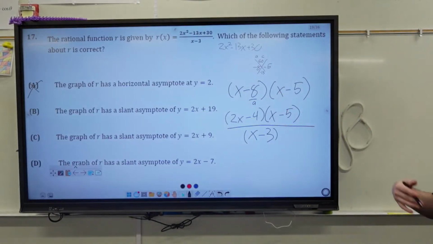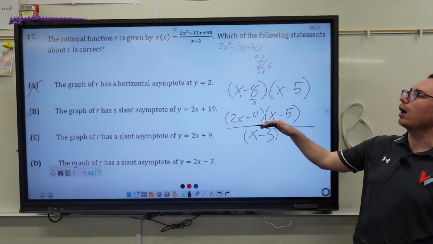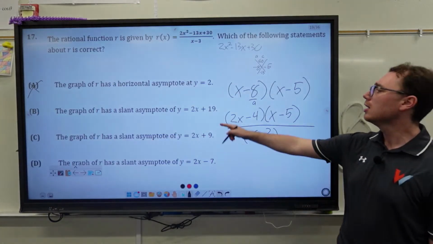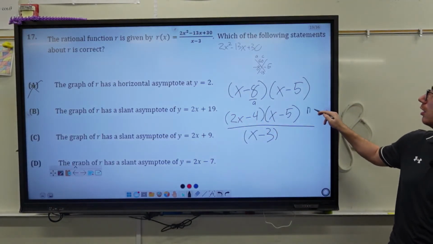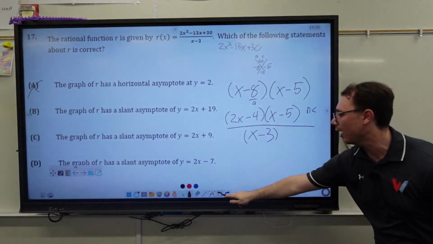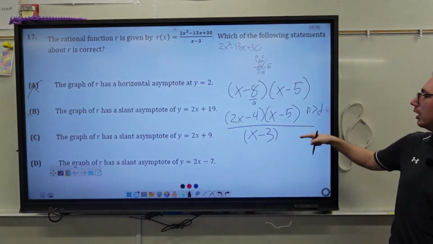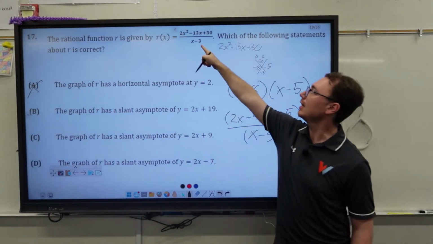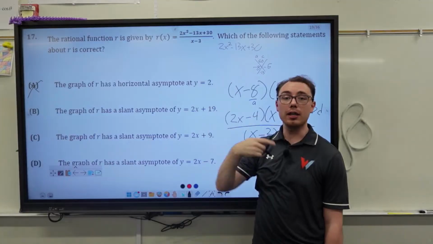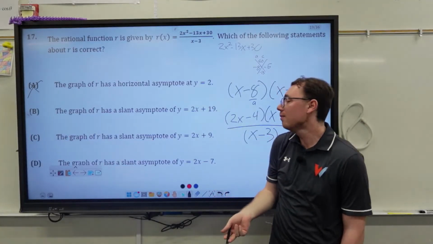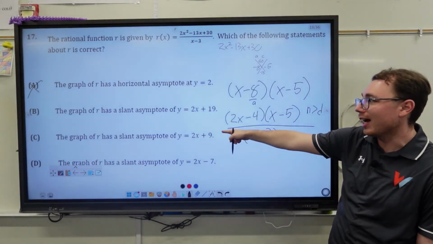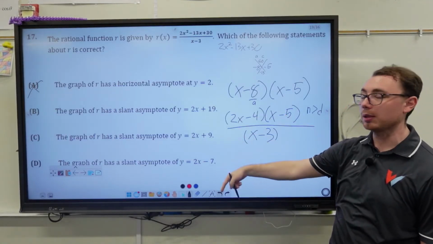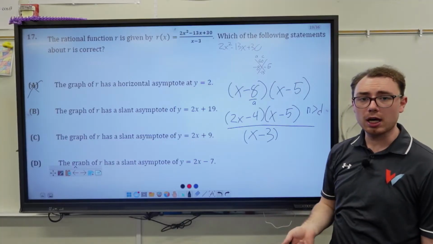The graph of r has a slanted asymptote at y minus 19, or y plus 19 here. Since our n degree is greater than our bottom degree, but it's only greater by 1, we could divide this into here and determine what that slanted asymptote is. Unfortunately, that is what we kind of have to do, because for B, C, and D, we know all of these are going to be some type of slanted asymptote. So let's try that out real quick.